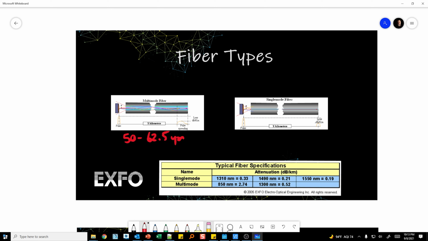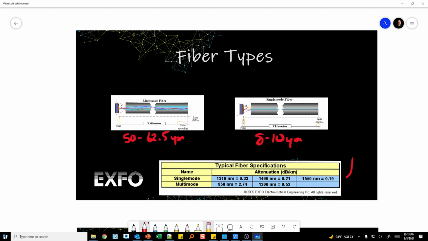Single mode fiber is what we see transporting most of our signals today. A lot of your backbone, your backhaul, even the last mile transport is single mode. This is typically 8 to 10 microns, so a much smaller core. It propagates a single mode of light, where with multi-mode fiber you can have multiple modes of light. So from a very, very high level, these are the two different types of fibers out there.